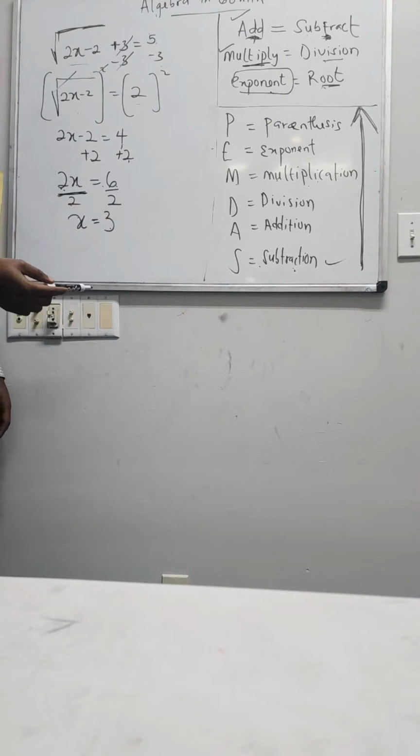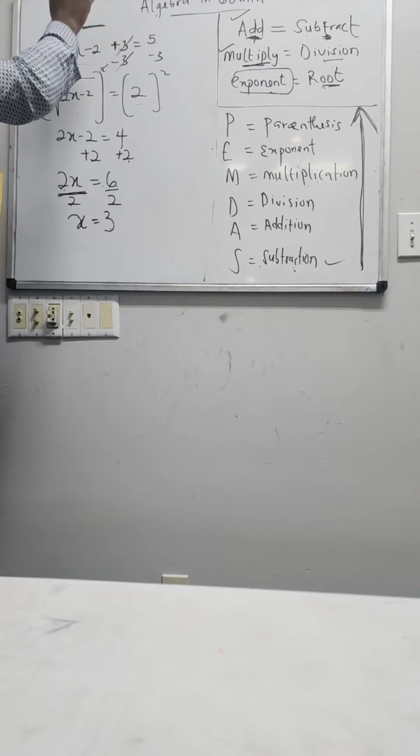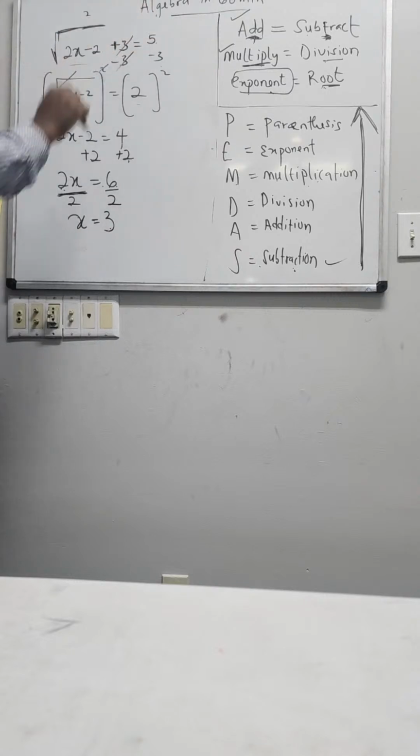And you can confirm, if you plug in 3 into this equation, you have 2 times 3, which is 6, minus 2, which is 4. Square root of 4 is 2, plus 3 gives 5. So that's what you have.